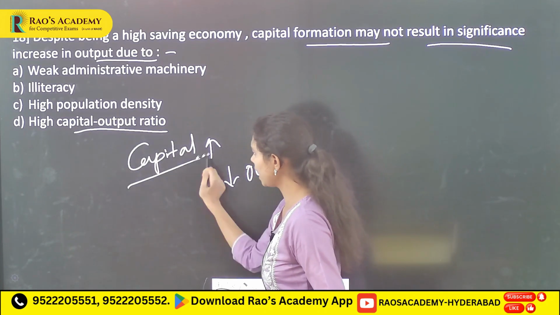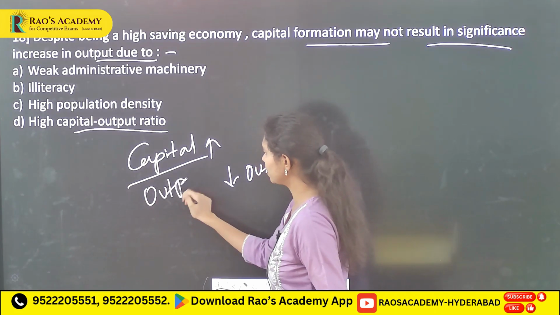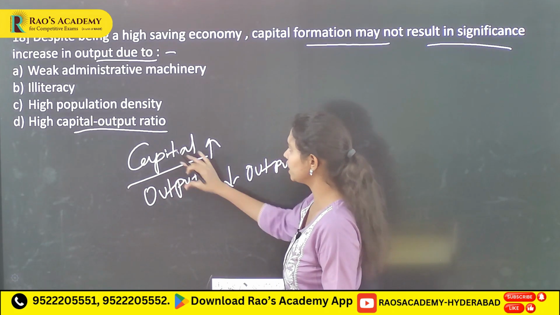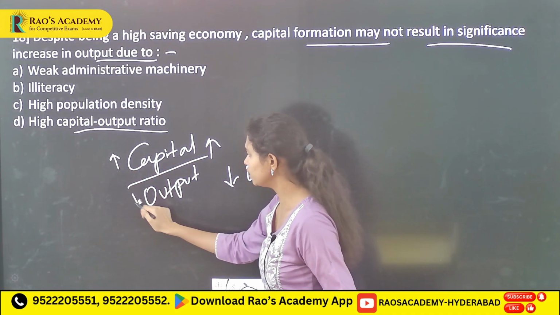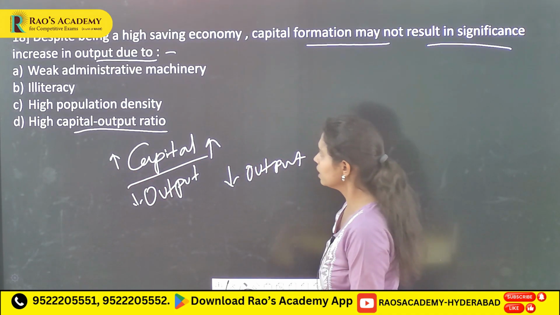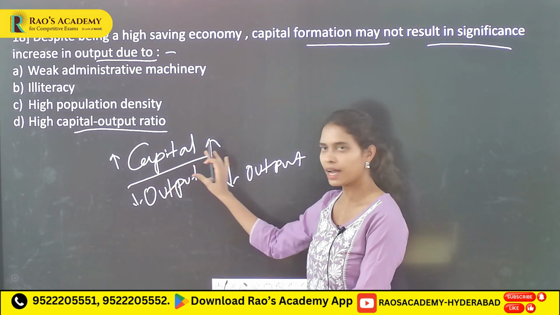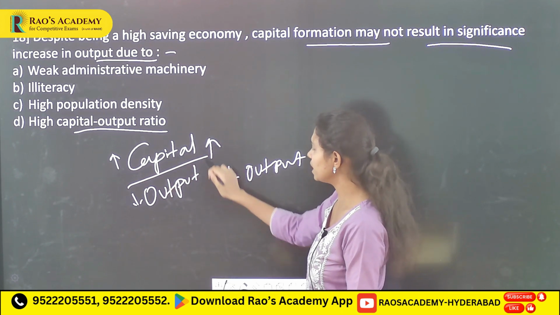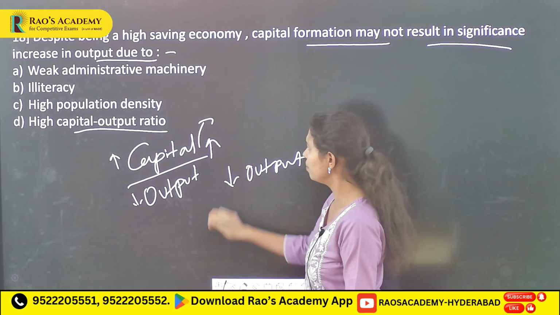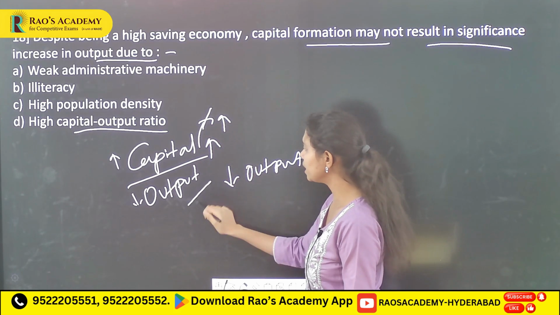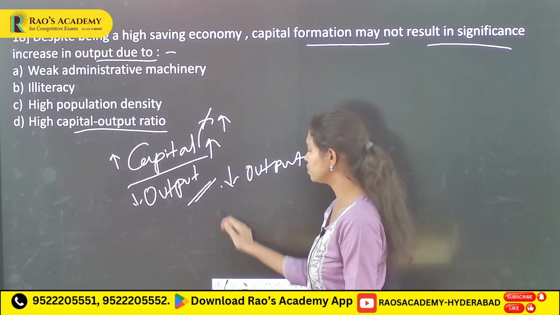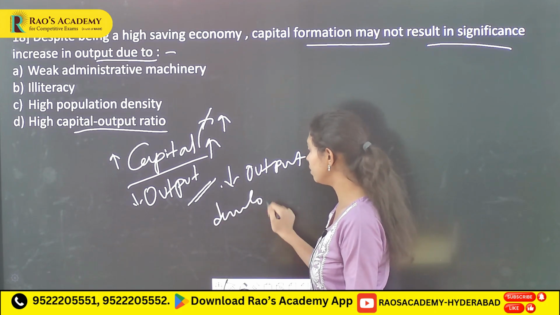If you write this high capital to output ratio, when are we going to get it? When the numerator is high and the denominator is less, right? So what is this actually talking about? That means we were investing a lot of capital, but through the investment of this huge capital we were getting very less output. That is what is greatly observed in the developing economies.